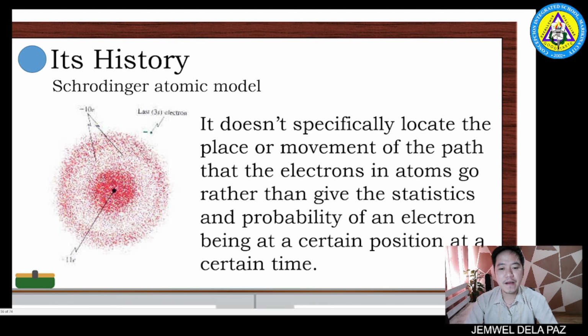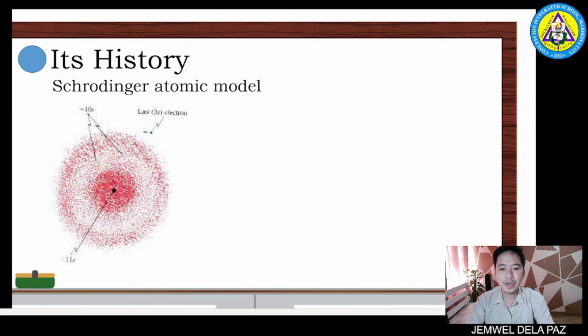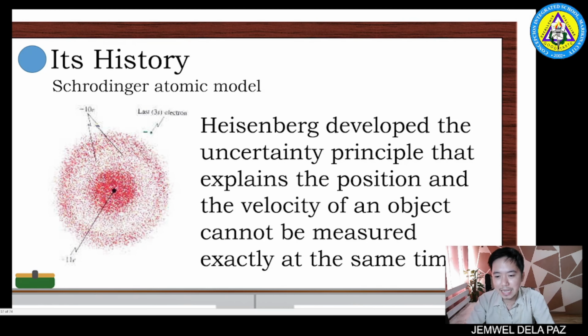Electrons are very fast. They really move very fast, revolving around the nucleus. And we don't have the capability to predict specifically the location of the electron at a specific time in motion. But instead, we can have the probability of finding the electron at a certain point at a certain time.